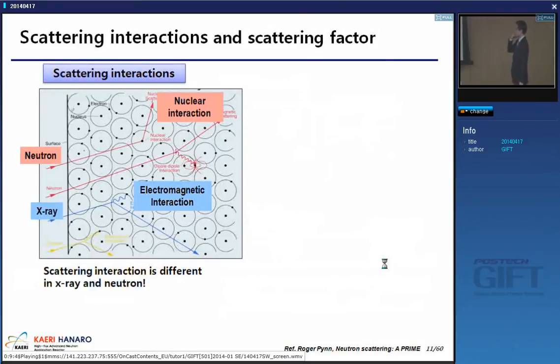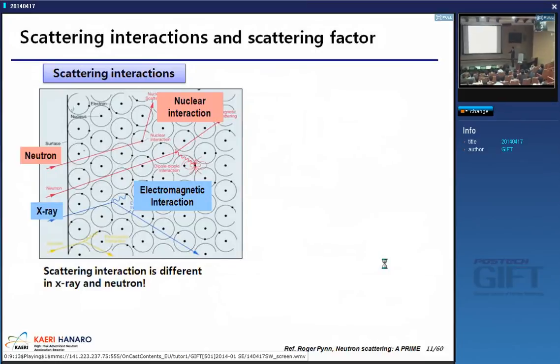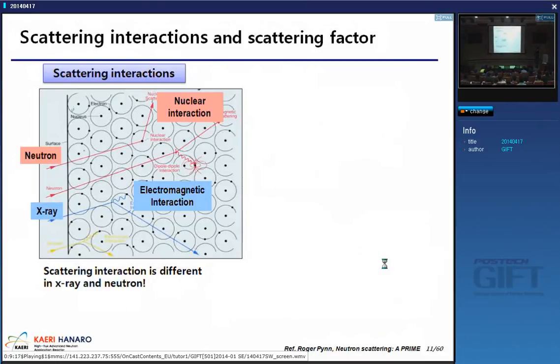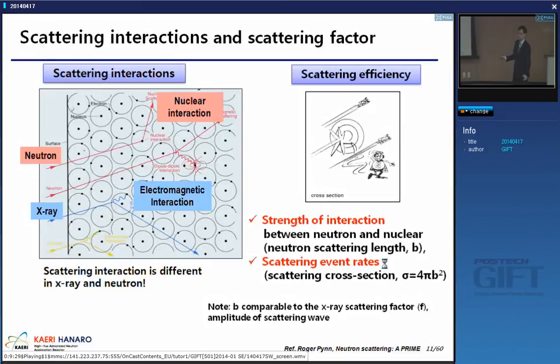A neutron is very interesting, and there is a uniqueness here. X-rays go inside the material, are diffracted, and interact with electrons. But neutrons don't care about electrons. They just pass through all the electrons and hit the nucleus. It's very, very different. Neutrons do not have any positive or negative charge, so they pass through all the electrons. That's why neutrons can penetrate deep into the material and then be diffracted from the nucleus.